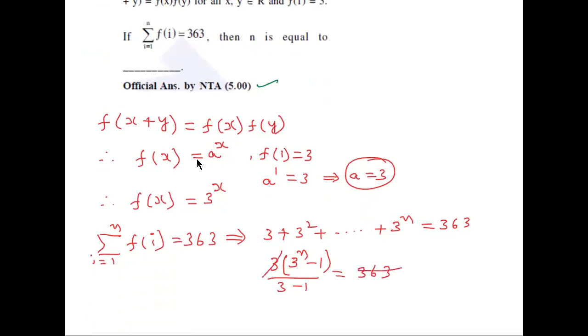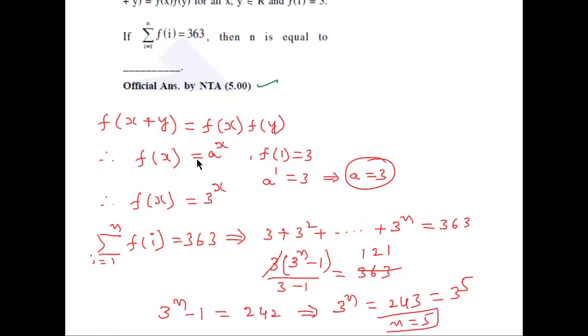Now cancel it. 3 ones are 3, 2 threes are 3 ones are. Now finally 3 power n minus 1 is equal to 2 into 121, that is 242. 3 power n is equal to 243. 243 means that is 3 power 5. Now finally the n value is 5. So the answer is 5.00. This is the official answer by NTA. So we got the same answer. So this is also a very easy question.